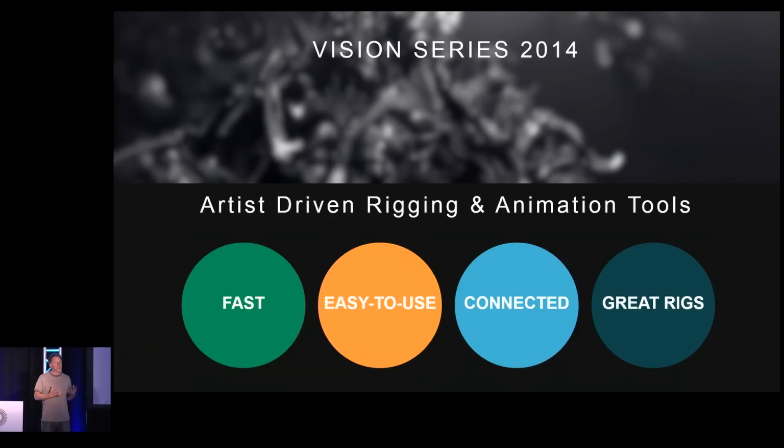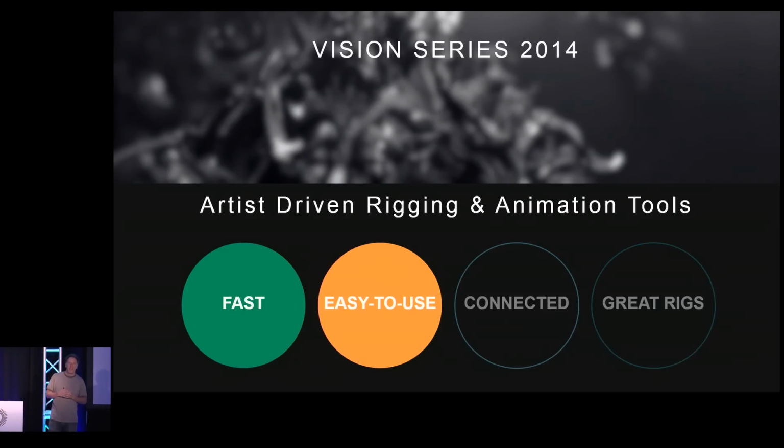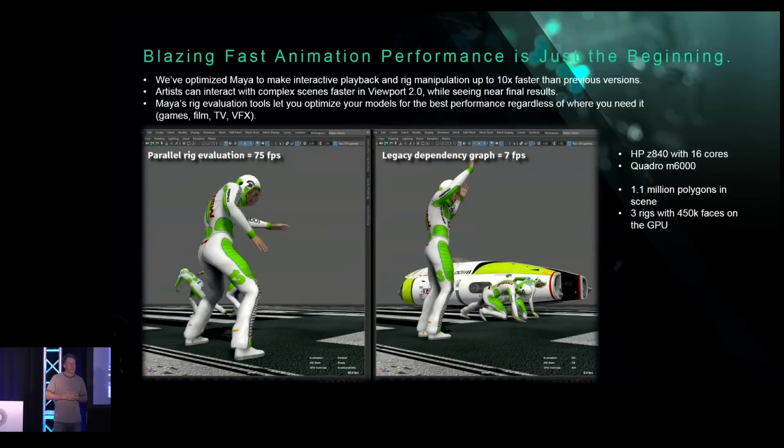So those were the things I talked about 2 years ago, and we've been doing a lot of work since then, and I wanted to give you a quick update on that work. In that time, we focused on 2 of those 4 pillars that I talked about. The thing that we've been working on for the last 2 years has been about making Maya fast and making Maya easier to use. So let's talk about some of the things that we've done.